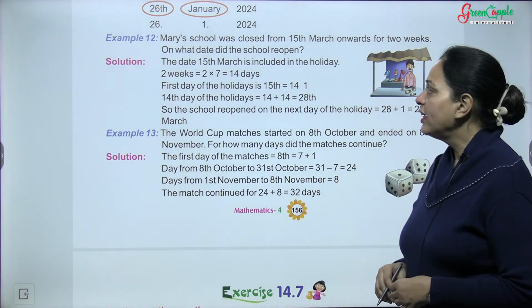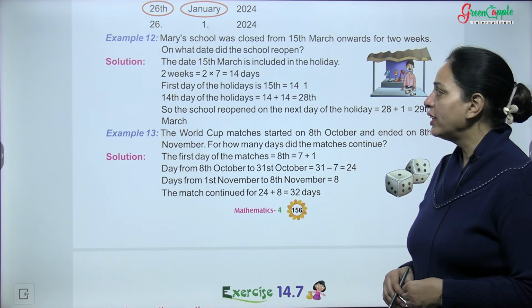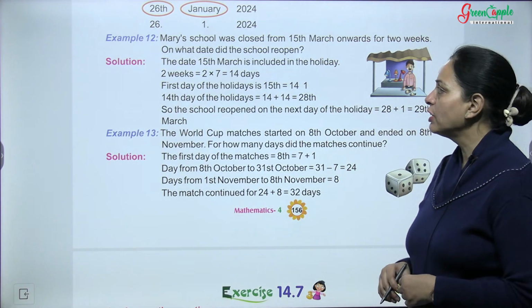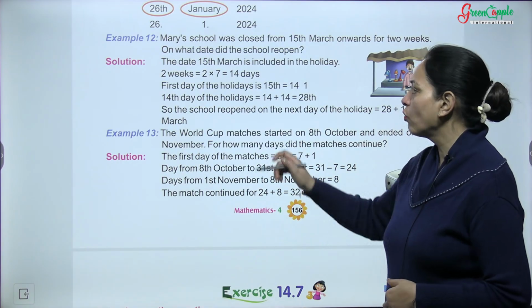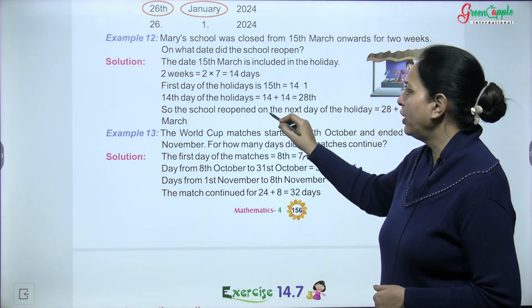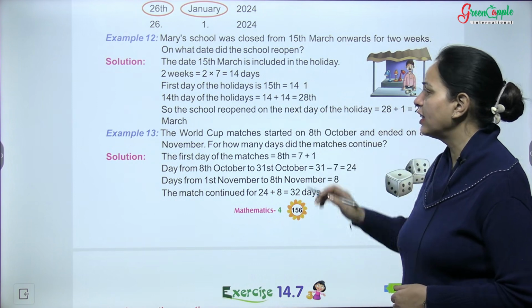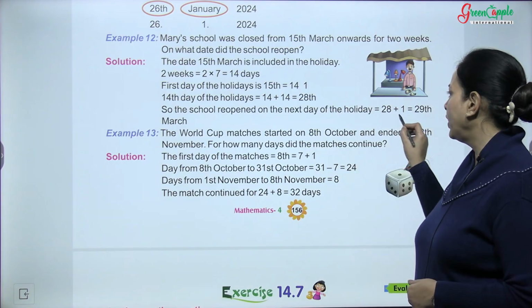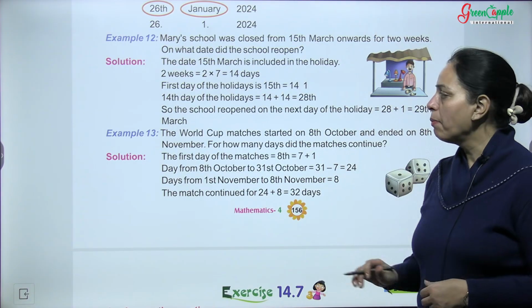Now example 12. Mary's school was closed from 15th March onwards for 2 weeks. On what date did the school reopen? So the date 15th March is included in the holiday. 2 weeks means 14 days. So the first day of the holiday is 15, and the 14th day of the holiday is 14 plus 14, that is 28. So the school reopened on the next day after the holiday, that is 29th March.